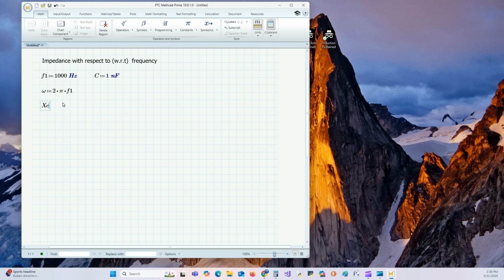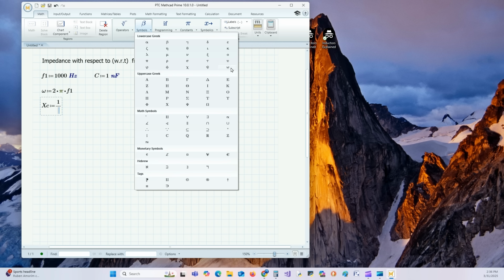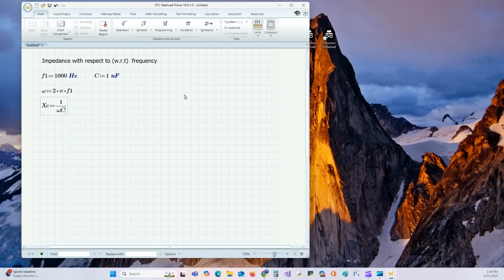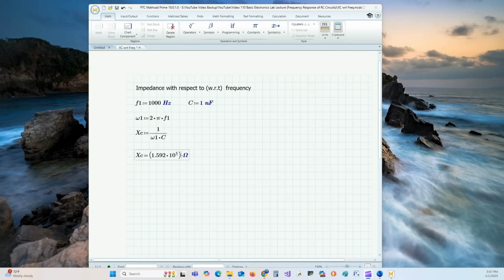Then you say XC, semicolon, shift colon, equals the equation 1 over omega times C. Must put the operator in there. Then we come down here, we say XC equals, and there we got it. That's the impedance of the capacitance at 1 kilohertz. You see it's quite high. Let's go to 10 megahertz.